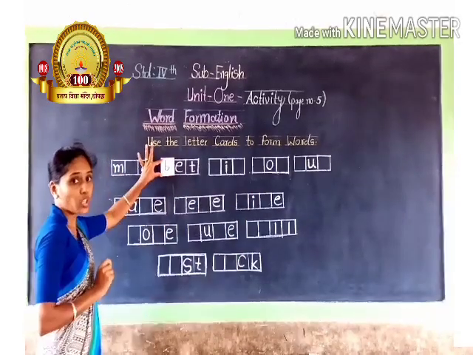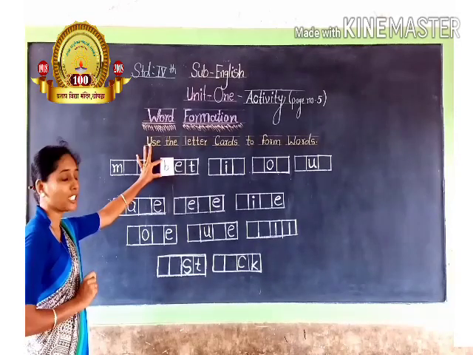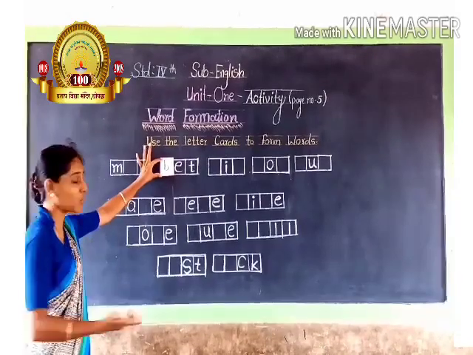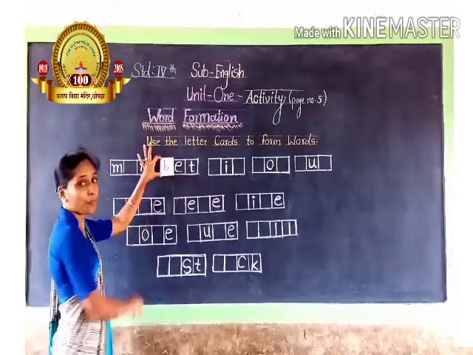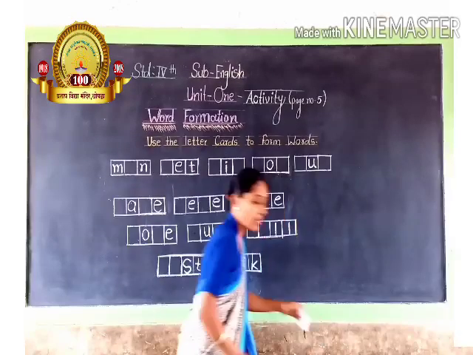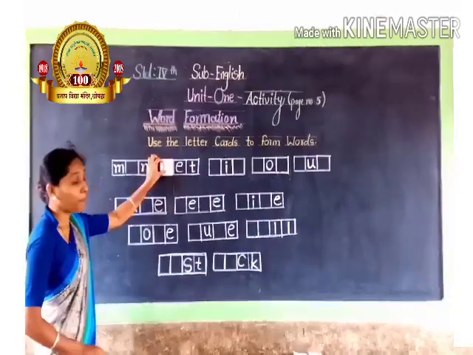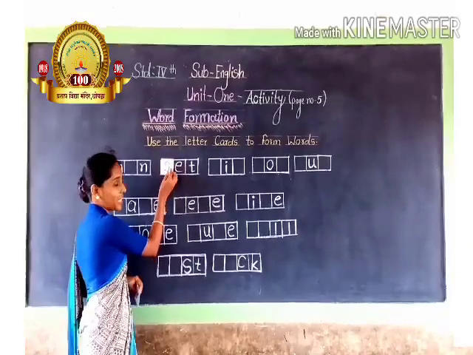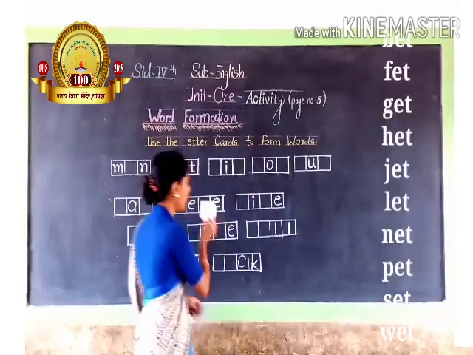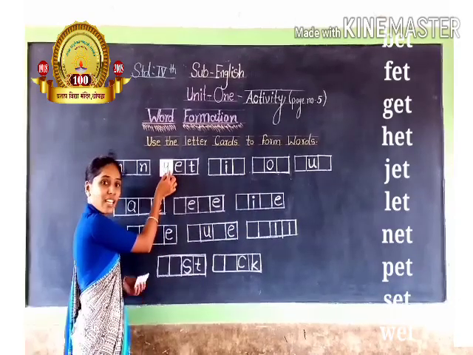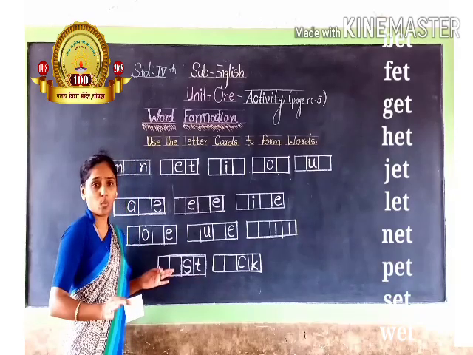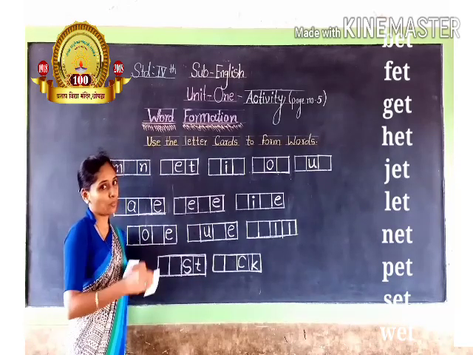First of all, I put here B and we get a new 3-letter word. How to read this word? How to pronounce this word? B-E-T, bet. If you put here a different letter, P, then P-E-T, pet. S, S-E-T, set. If you put here G, then you get G-E-T, get. We can find so many different words by putting the letter cards one by one.